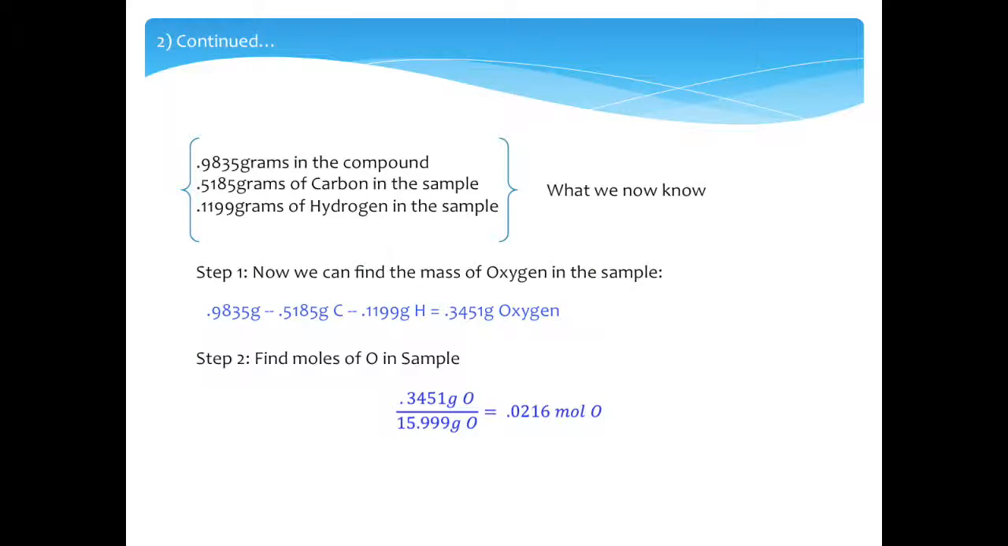To recap, we have 0.9835 grams in the compound and the mass of carbon and hydrogen in the sample. With this information, we can find the mass of oxygen by subtracting the grams of carbon and hydrogen in the sample from 0.9835 grams, and you get 0.3451 grams of oxygen. Then, we have to find the moles of oxygen in the sample. We divide 0.3451 grams of oxygen by 15.999 grams of oxygen to get 0.0216 moles of oxygen.